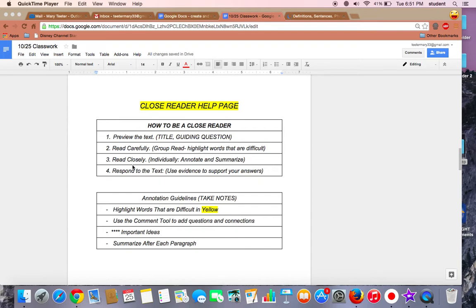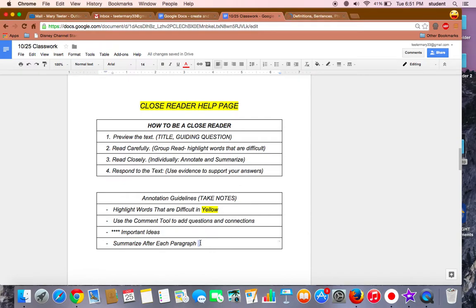And when we get to step 3, you'll notice when it says annotate, these are the guidelines for when we annotate. We would highlight the words that are difficult in yellow, which we will also do in step 2. We're going to use a comment tool to add questions, connections, and any comments that we have. We're going to put stars next to important ideas, and usually important ideas are directly related to our guiding question. And we are also going to summarize after every single paragraph.